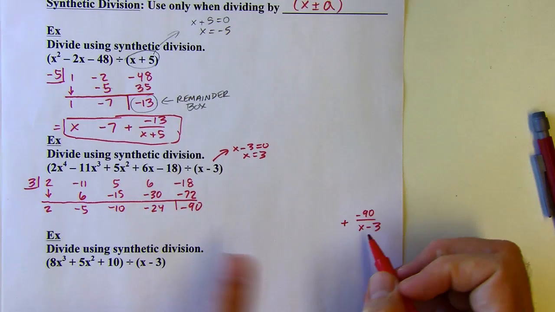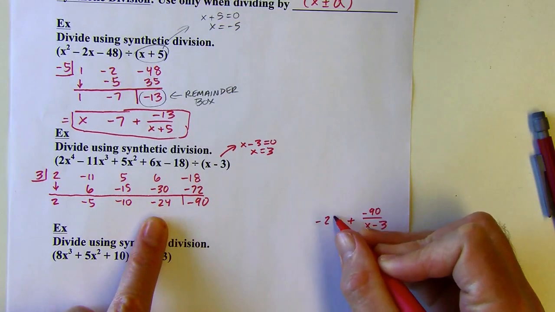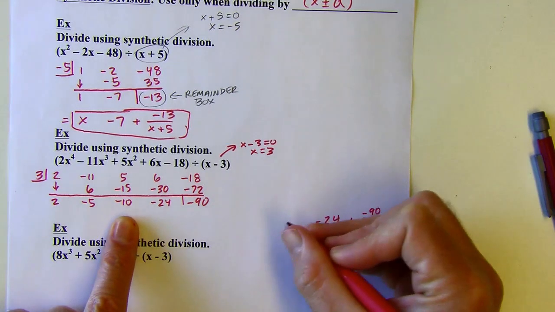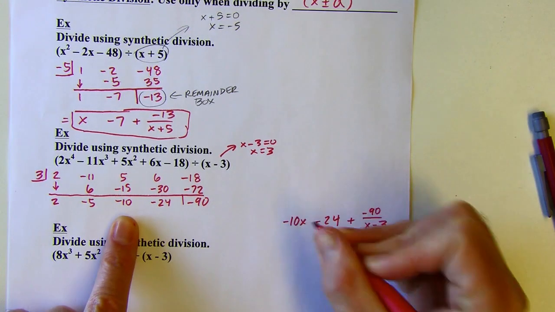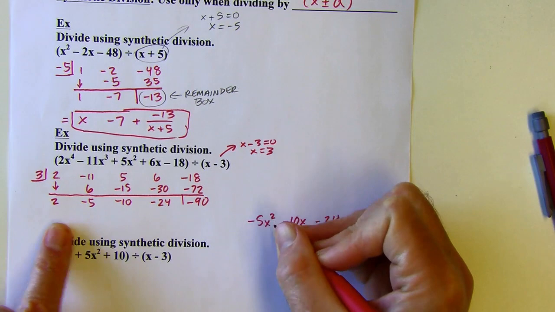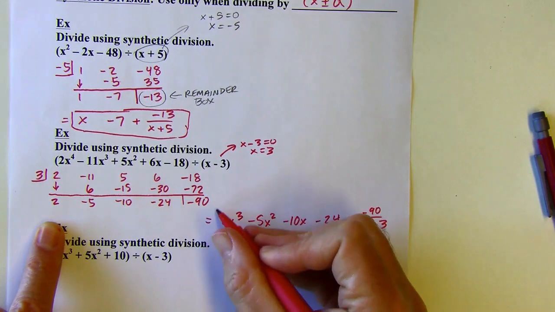Okay, and as I work my way left, this is just going to be a constant, so just a number. And then I'll add 1 degree of x every time I go to the left. So this is -10x. This is -5x squared. And this would be 2x to the third. Okay, and there is my result.